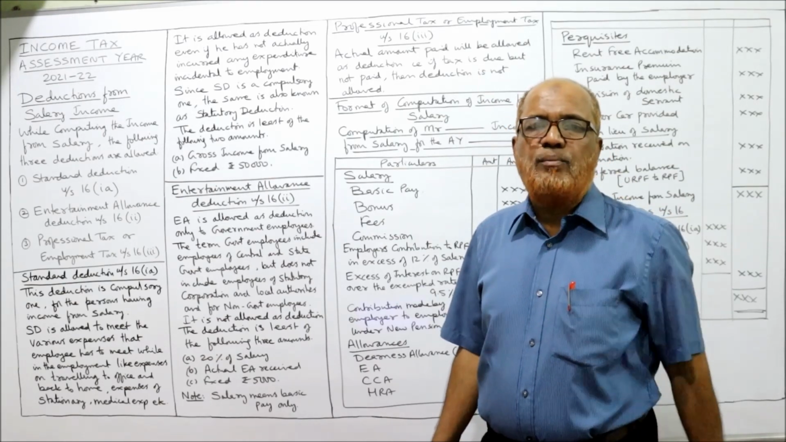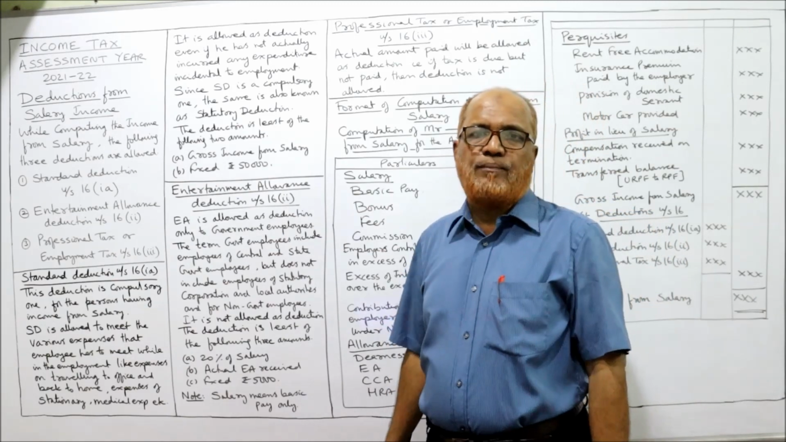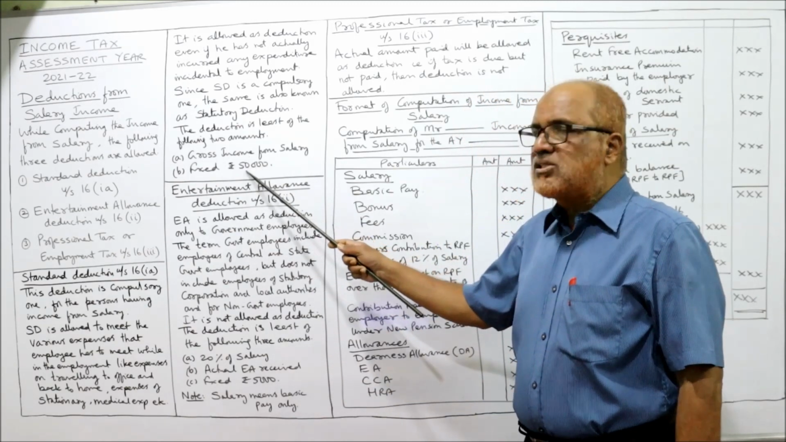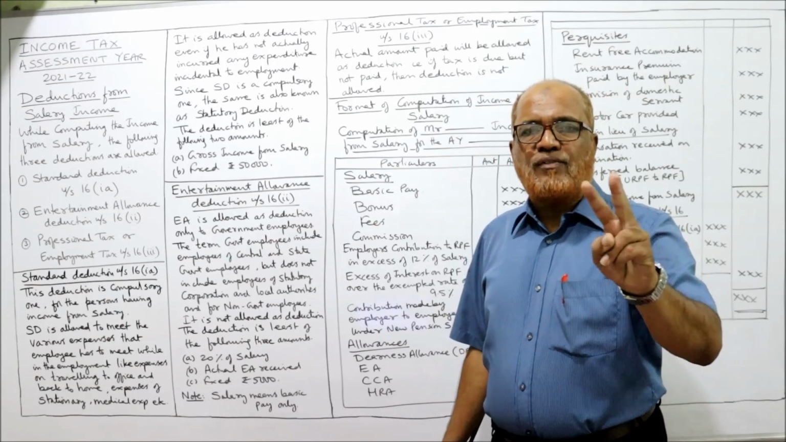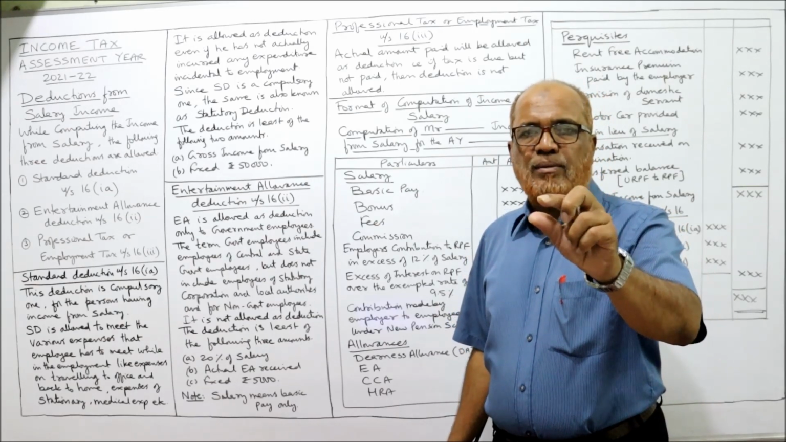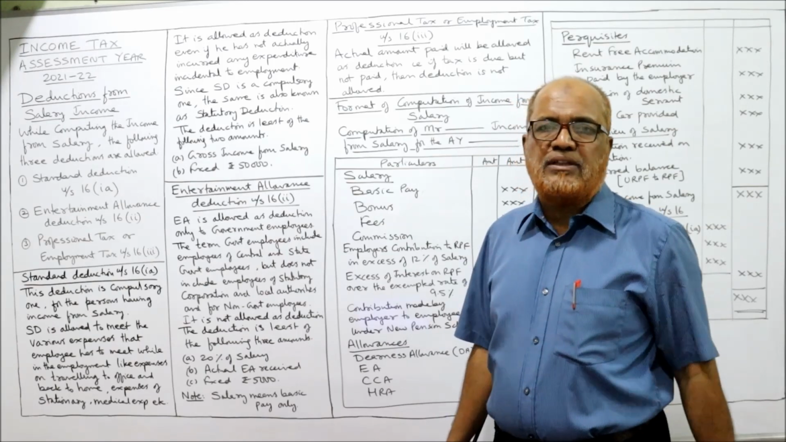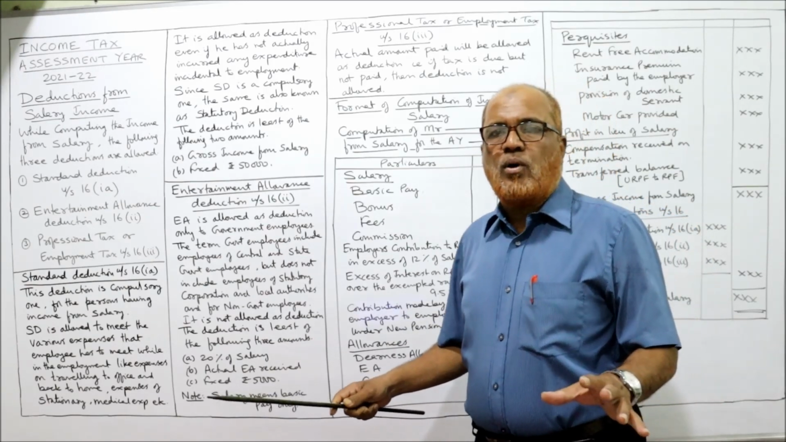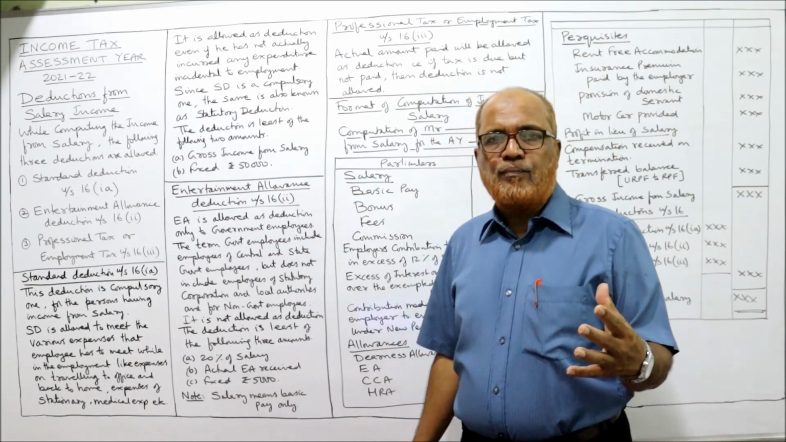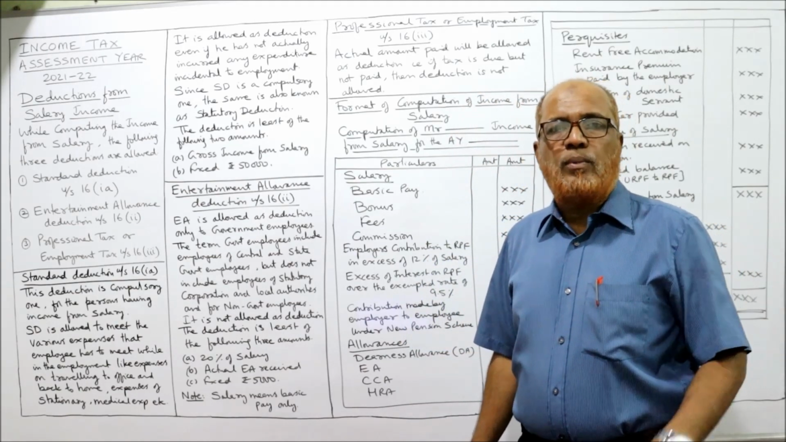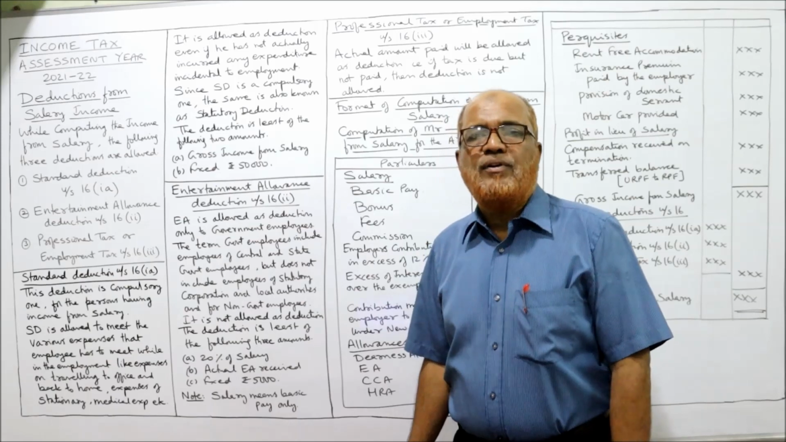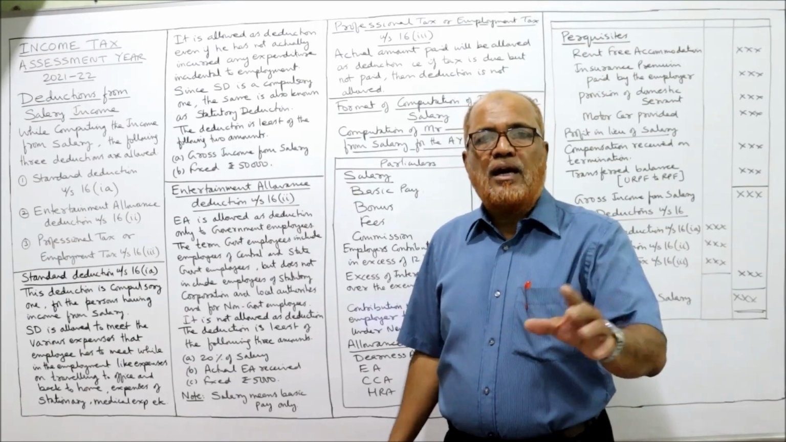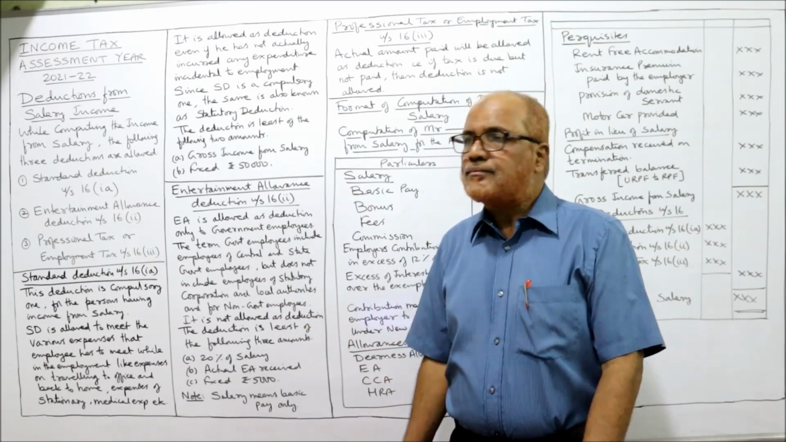Only 45,000 will be allowed as deduction. So ultimately, this you have to remember. The standard deduction will be the least of the following two amounts: gross income from salary or the fixed amount of 50,000. All these points which I am discussing now, we have to apply in the problems. In the coming video, I am starting the problem on computation of income from salary. At that time, you have to remember all these things.